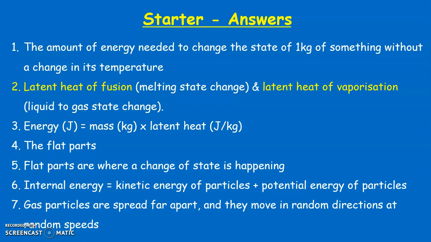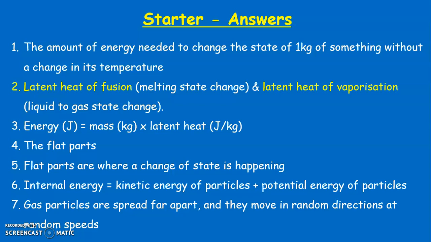Question 4. At which parts of the heating graph would you find latent heat? It's at the flat part where there's no change in temperature. What's happening at these parts? Well, we're getting a change of state because energy from the fuel and from the heating is being transferred into changing the states, breaking the bonds, rather than increasing the temperature.